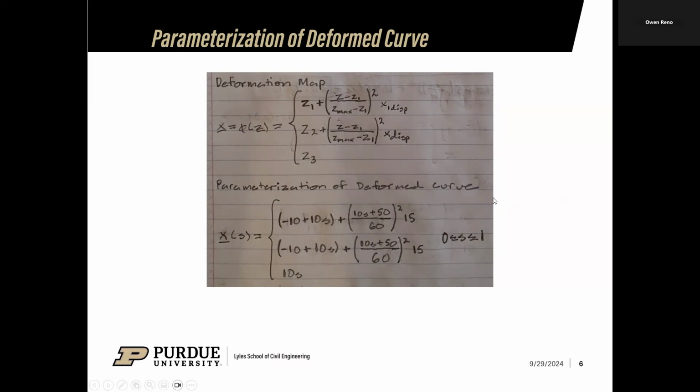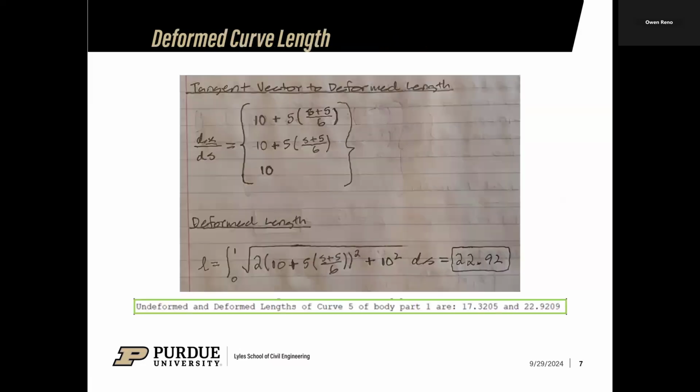With this parameterization of the deformed curve, we're going to be able to calculate this length by taking the tangent vectors of that x vector. So this dx ds shows the partial derivatives of the s values in the previous parameterization. This is the final vector that I came out to that we're going to use for the deformed length, which is just the square root of these values squared. So I have this expressed here, and doing this hand calculation and confirming with Wolfram Alpha, we got 22.92, which is also confirmed with the deformed length shown at the bottom, 22.92.